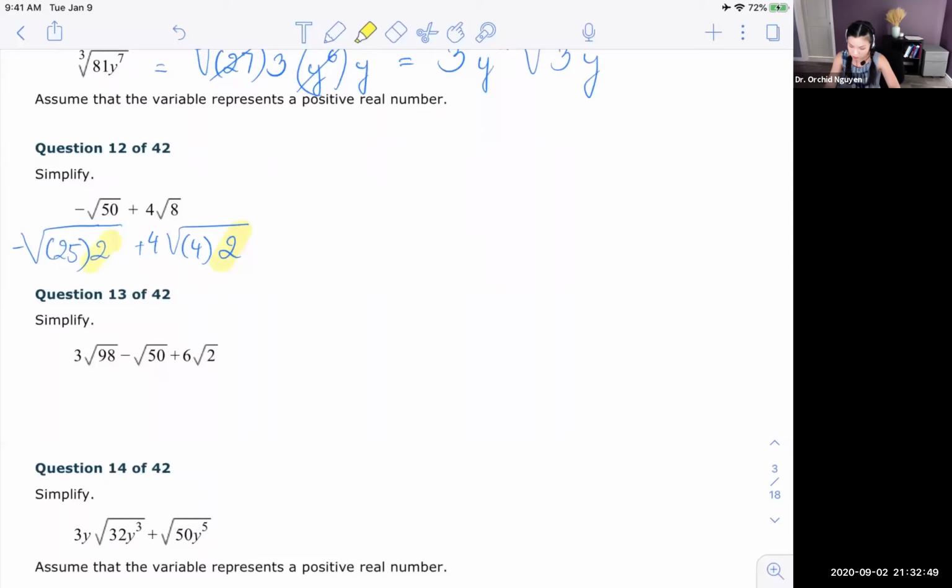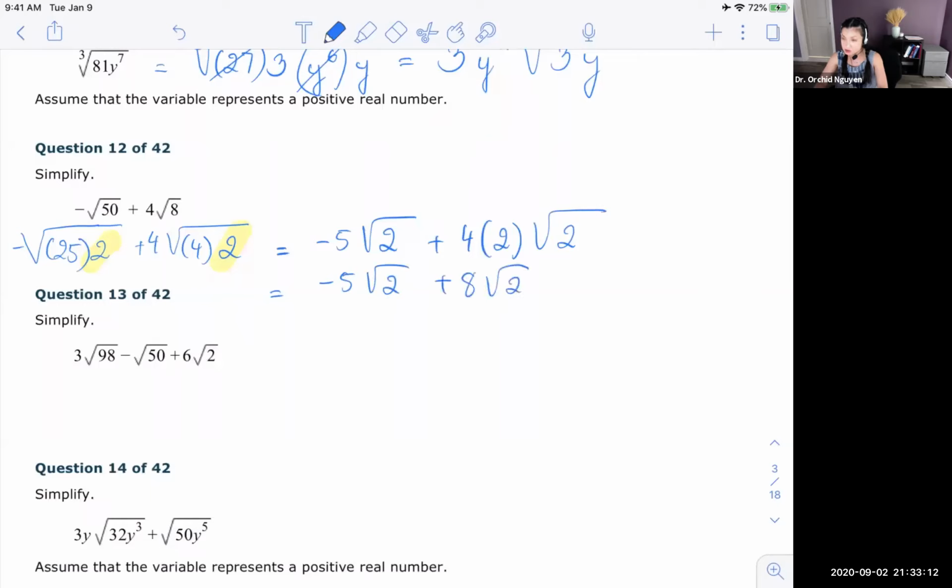Okay, so don't forget when we're adding, we need like radicals. So what I have is negative 5 square root of 2 plus 4 times 2 square root of 2. Let me simplify one more time. So negative 5 square root of 2 plus 8 square root of 2, which is 3 square root of 2. Okay, and we're done.